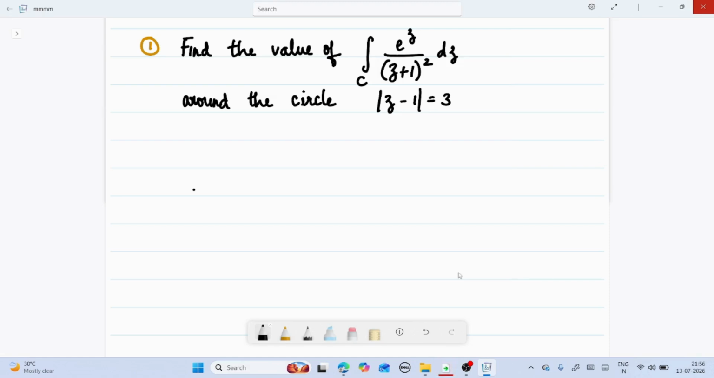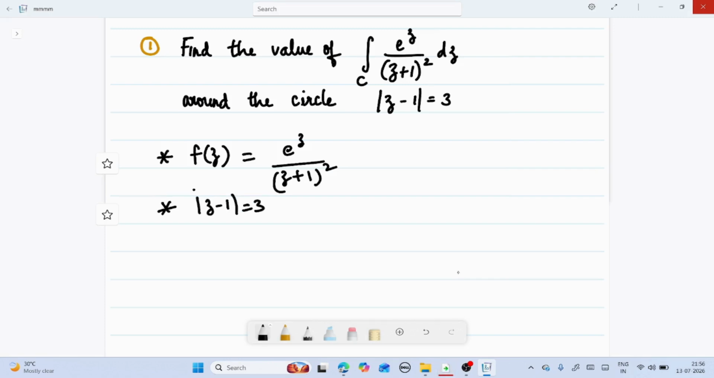Let us look at this example. Find the value of the integral over C of e power z by (z plus 1) the whole square dz around the circle modulus of z minus 1 equal to 3. The first thing we have to identify, given a problem like this, is the function f of z. Here f of z is e power z by (z plus 1) the whole square. Next, identify the given closed curve. Here the given closed curve is modulus of z minus 1 equal to 3. So we just rewrite it in this form.